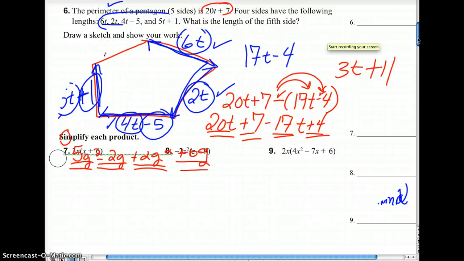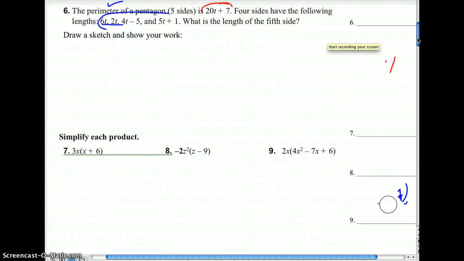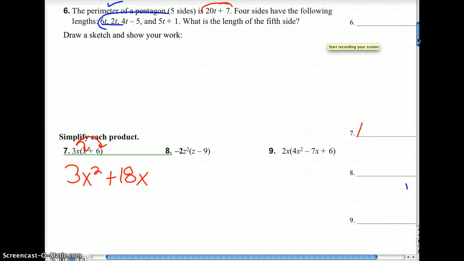On number 7, I'm multiplying. So with multiplication, when we just have a monomial or a one-termed out in front there, we just distribute it in. 3x times x is 3x squared, and then 3x times 6 is 18x. Most people had this section right, but I'm going to do it anyway just in case.